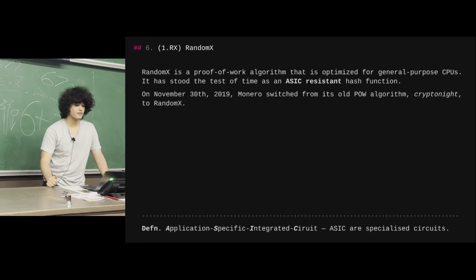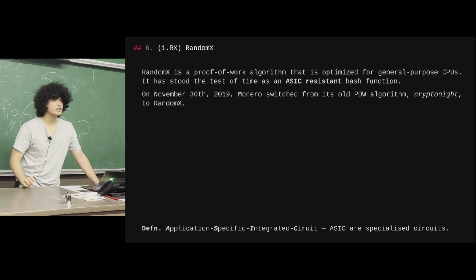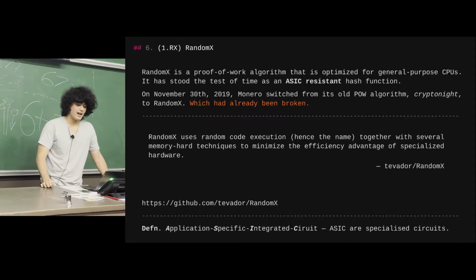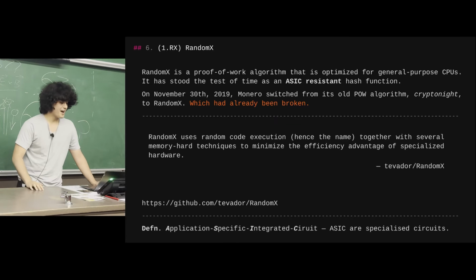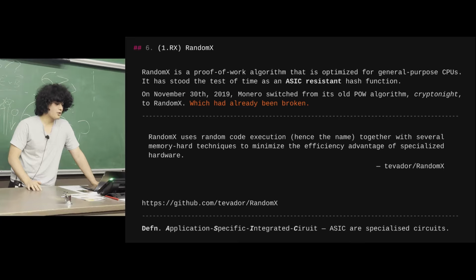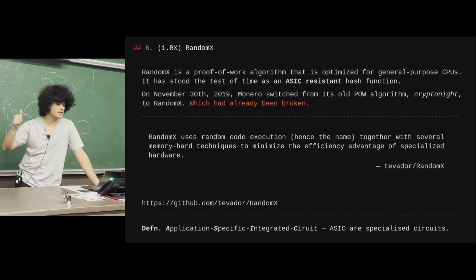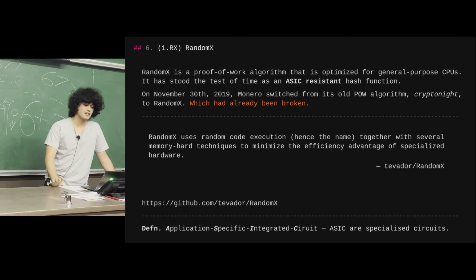On November 30th, 2019, they switched from their old proof of work algorithm, which was Cryptonight, to RandomX. At that point, ASICs for Cryptonight had already been created, so their previous algorithm had been broken. So they needed it. Here's a quote from the README: RandomX uses memory hard techniques and random code execution, hence the name, to minimize the efficiency advantage of specialized hardware.